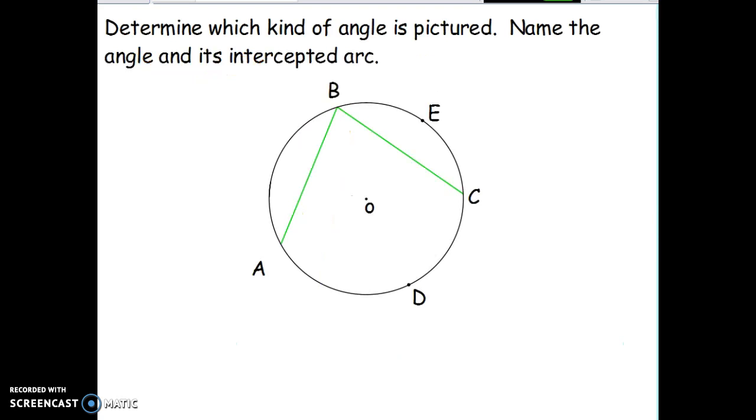So on this one, this angle is the angle in green, and we can see that the vertex is on the circle, which means that this angle right here, angle ABC, is an inscribed angle.